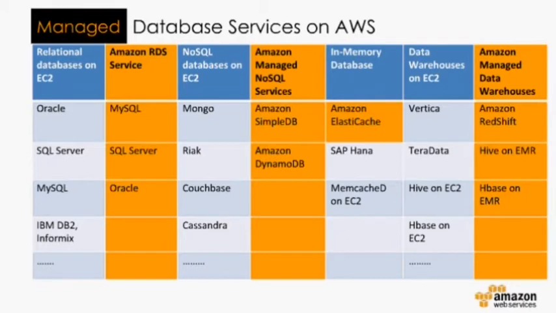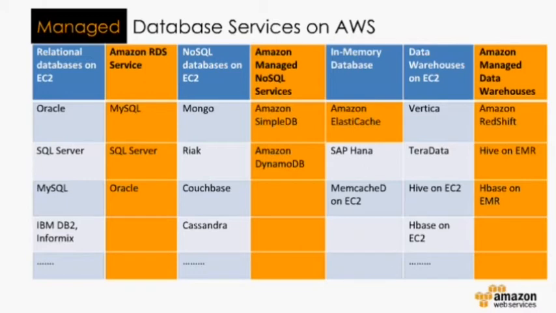A fourth whole category of structured data services or database services on AWS is data warehouses, applications focused on the OLAP, online analytical processing workloads. So in the same pattern, there is the ability to directly install data warehouse software like Vertica or Teradata or Hive or HBase, these other systems. That's something that's available to install on EC2.